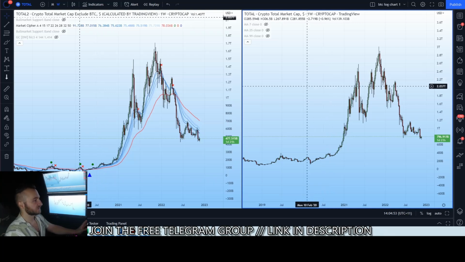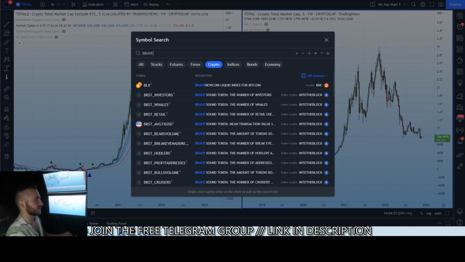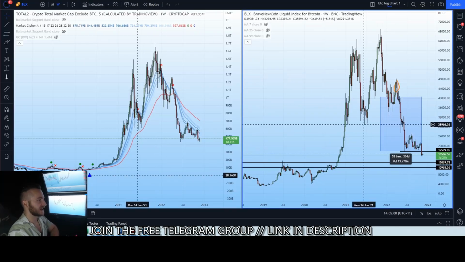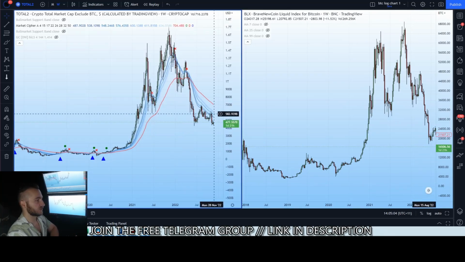Okay, so what we're actually going to do is swap that to the Brave New Coin Liquidate. So we've got Bitcoin by itself. That makes more sense.